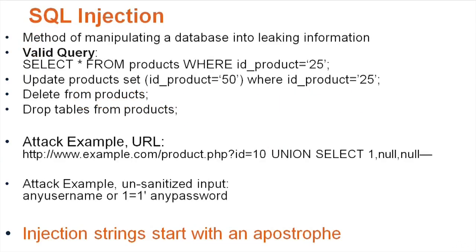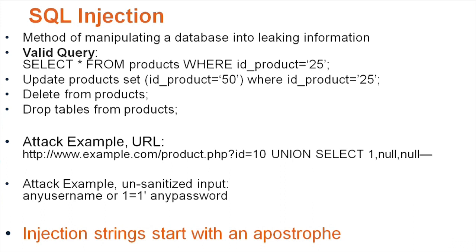Okay, now we're going to talk about SQL injection. This is a type of attack. It's a method of manipulating a database into leaking information. That's what it is in a nutshell. And the way you do it is you take a valid query and then you modify that query a little bit. So let's look at what a valid query is.